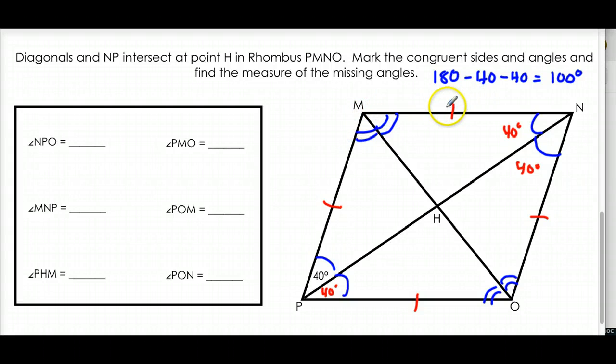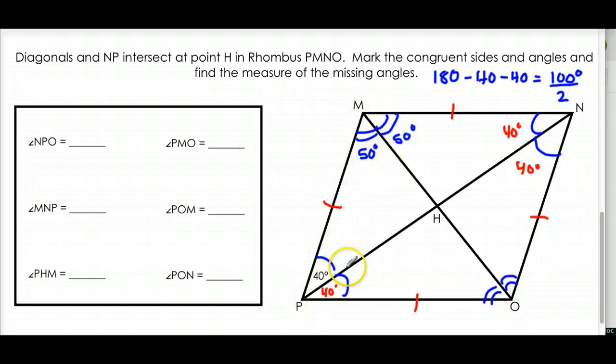But that isn't enough because we see that it's split in half, and this diagonal bisects it. And since this is a rhombus, we're just going to have to divide it into two. So if we take 100 and divide it into two, we know that this part is 50 and this part is 50.